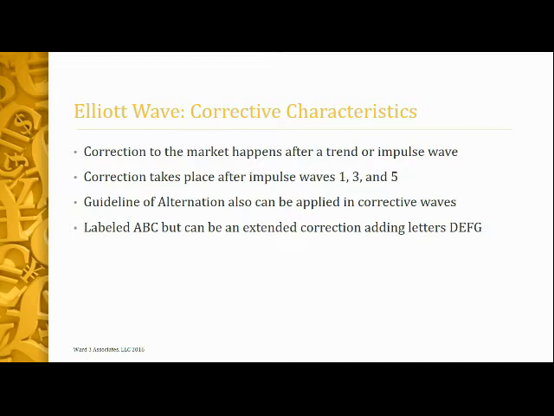Okay. The guideline of alternation can also be applied within corrective waves, within your ABC correction. Typically, there are 3 waves within a correction, and we label those ABC. But if you're caught within a bigger cycle within the cycle, you'll be adding the letters D, E, F, G. This is going to be some more personal, in-depth, continuous education that you'll have to go over. We'll go over that later.